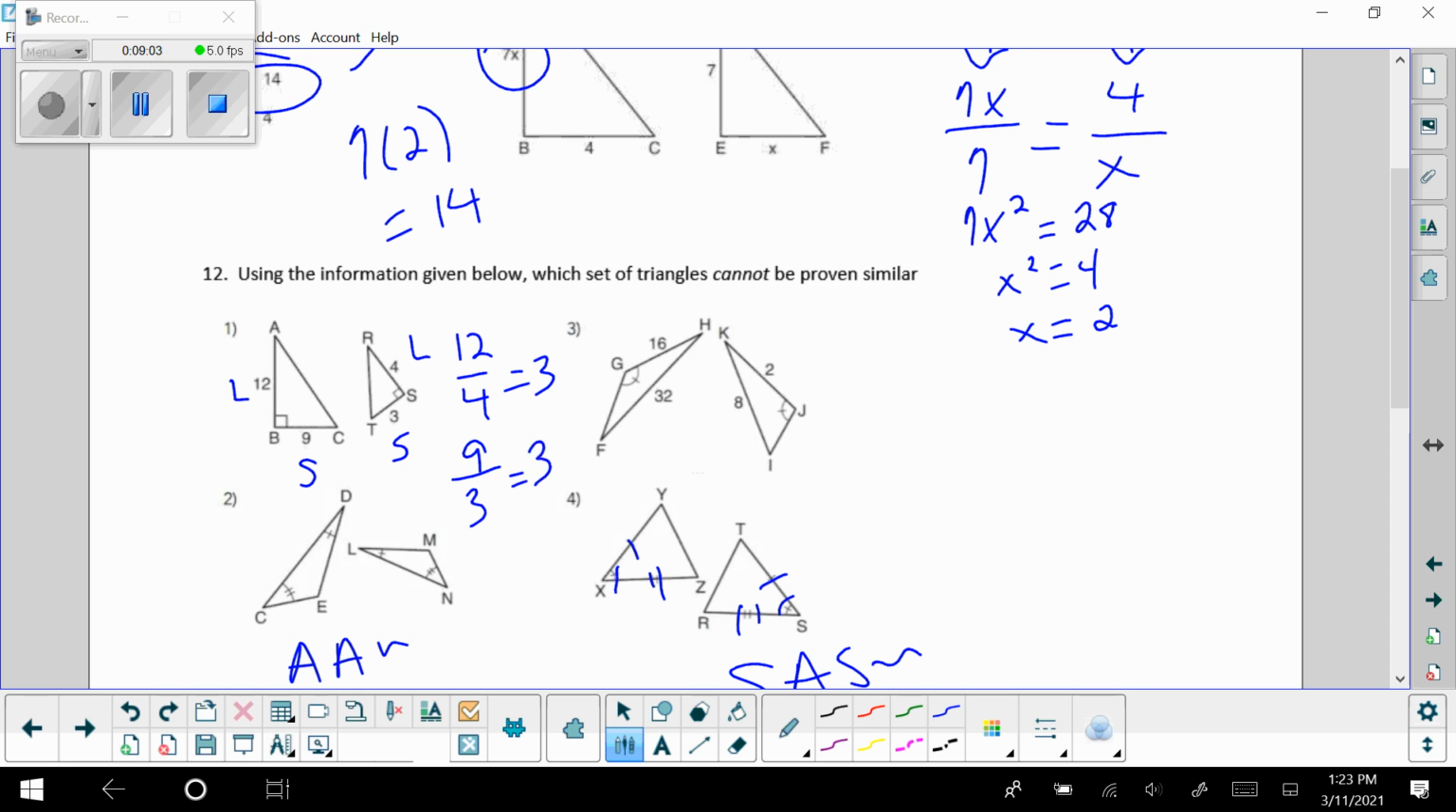And they have an angle in the middle of those two sides. So number 1 is actually side angle side similarity.